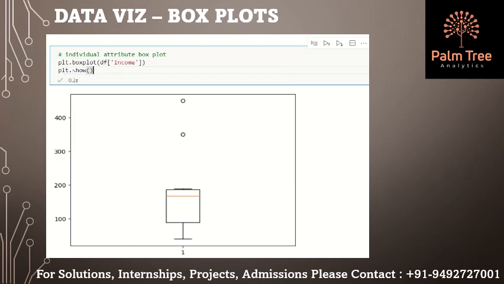So it is showing the plot, and these dots coming outside of the minimum and maximum are generally called outliers. These outliers should be removed in order to get meaningful analytics or statistics on the data.